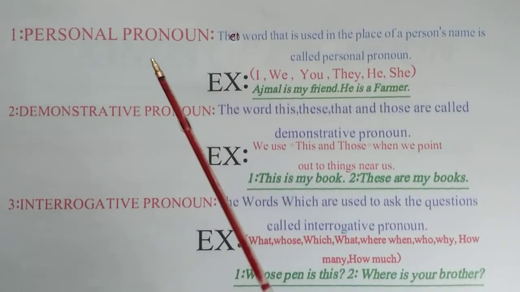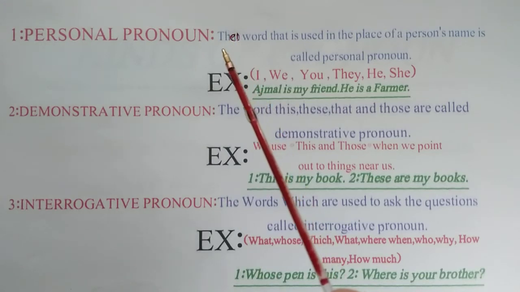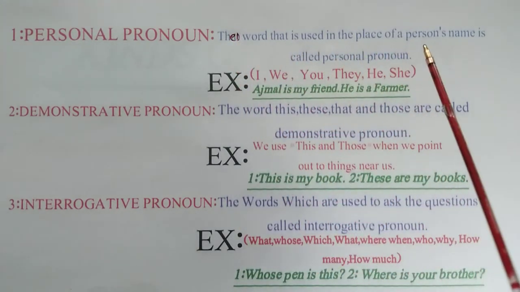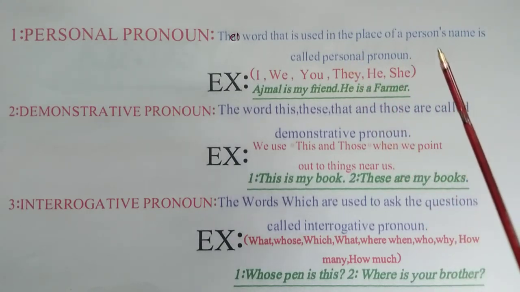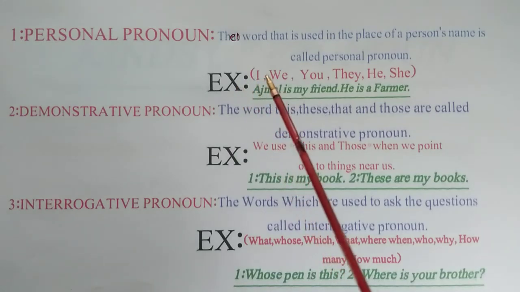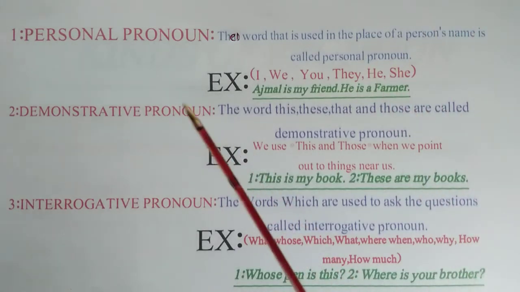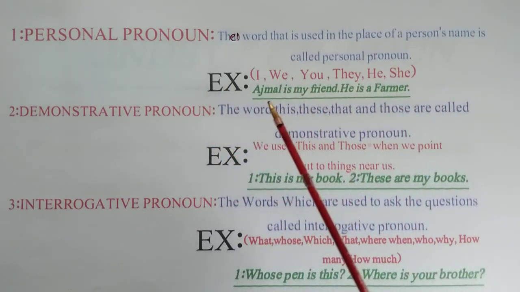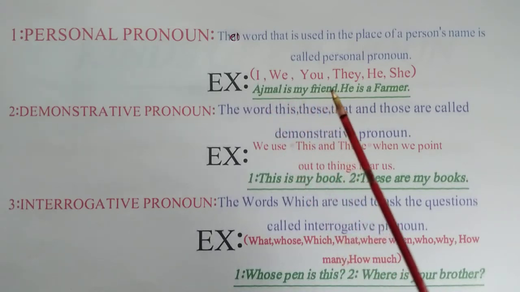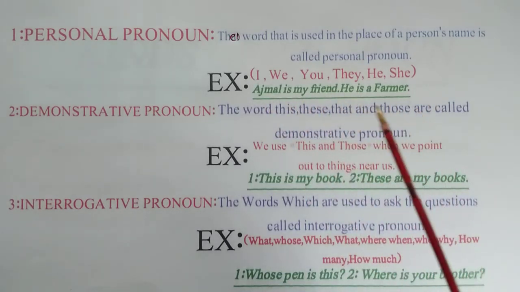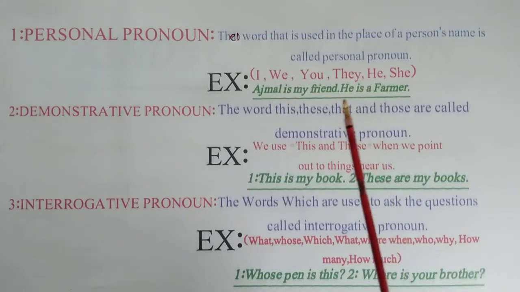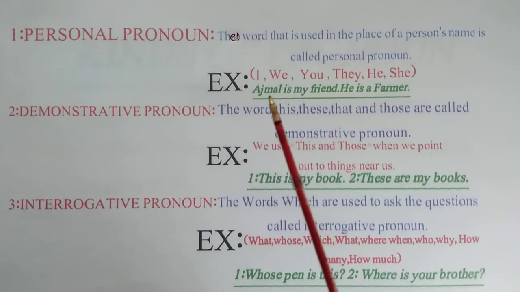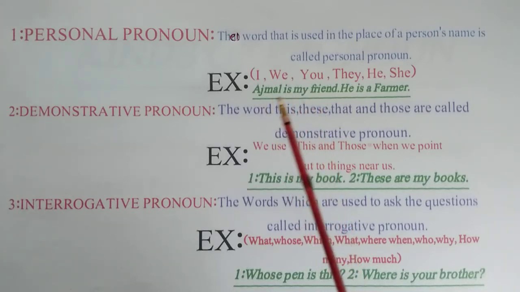Now we will discuss one by one. On first number we have personal pronoun. The word that is used in the place of a person's name is called personal pronoun. For example, I, we, you, they, he, she, it. These are personal pronoun. So, in example, I used Ajmal is my friend. He is a farmer. He is a personal pronoun in this sentence. I used in the place of Ajmal.